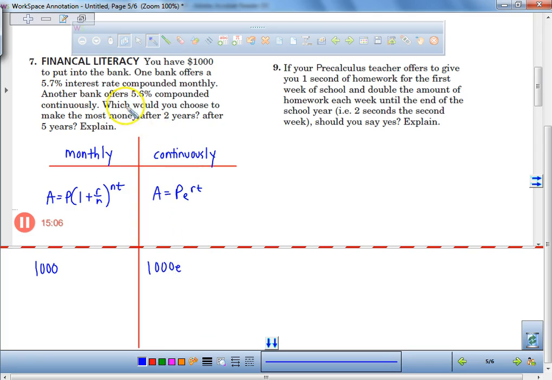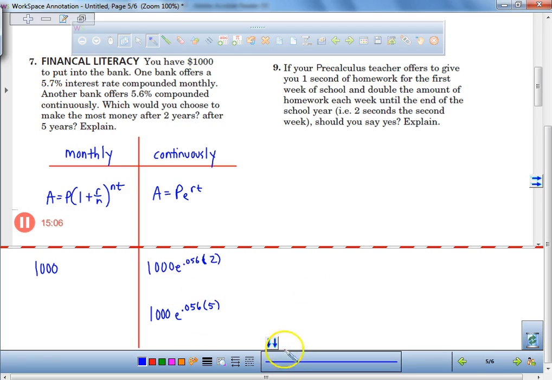Now what's our rate for the continuous? 5.6. So what you're going to have to do, guys, is put 0.056, and you're going to have to multiply it by 2. And then what are you going to do for the 5 years? You're going to do the exact same thing. I don't know if you guys can see it okay. I know I'm writing kind of small. Then we got to multiply it by 5. So you could do parentheses if you want.